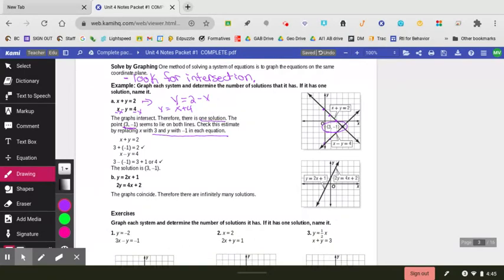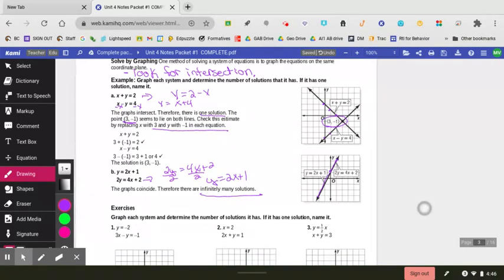Letter B, I want to graph both of those. The first one has a y-intercept of 1 and a slope of 2. And then for the second one, what I do is divide everything by 2. When I do that, you may notice that I get back the exact same equation, which means when I graph it, it's the exact same line. So these 2 lines coincide. Therefore, there are infinitely many solutions.